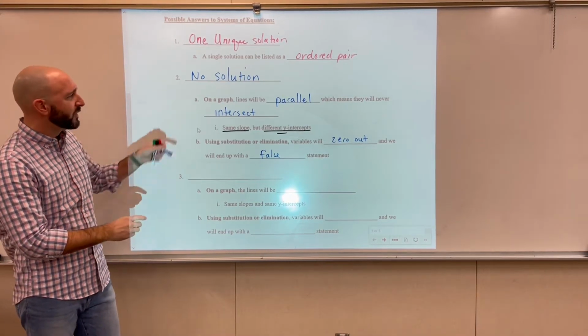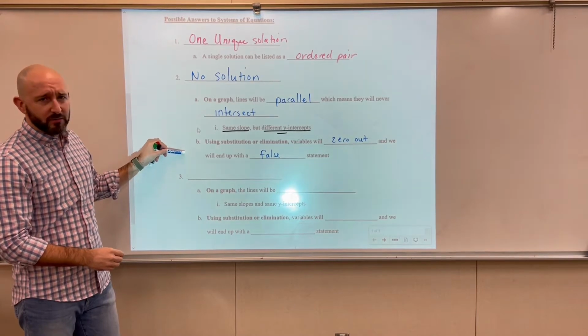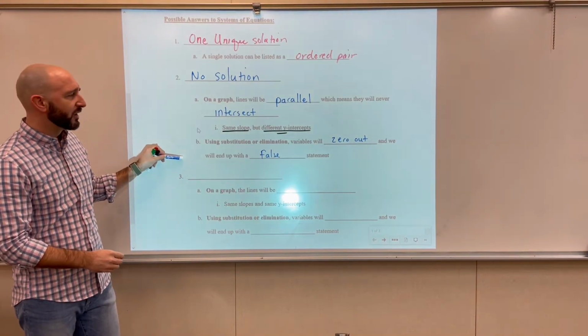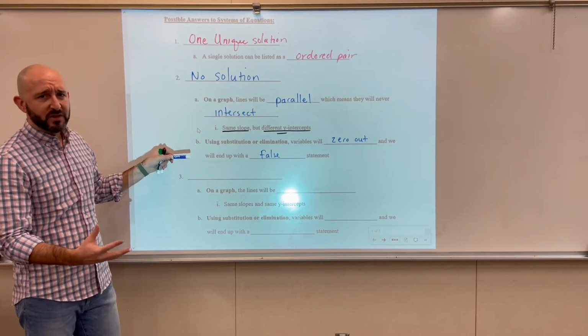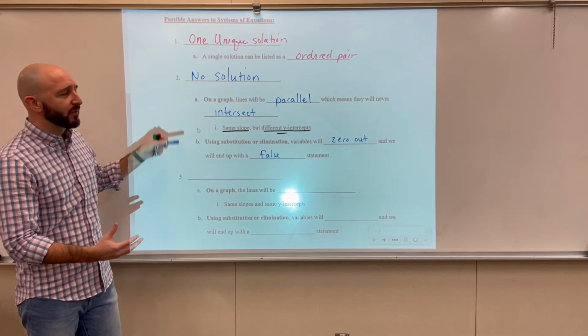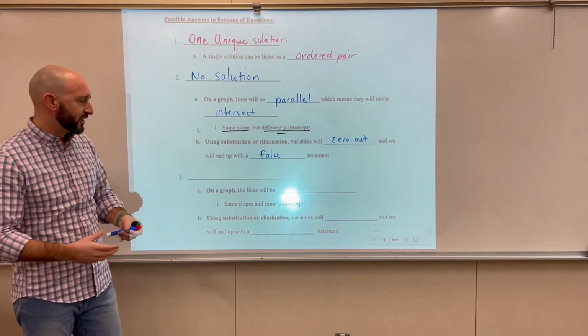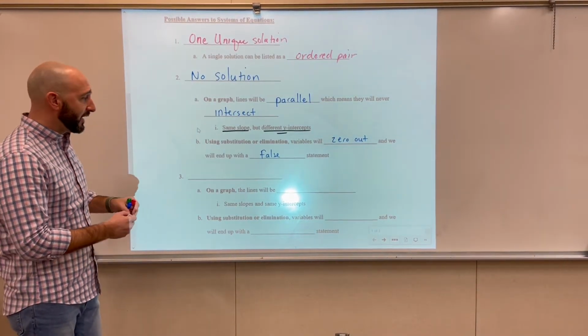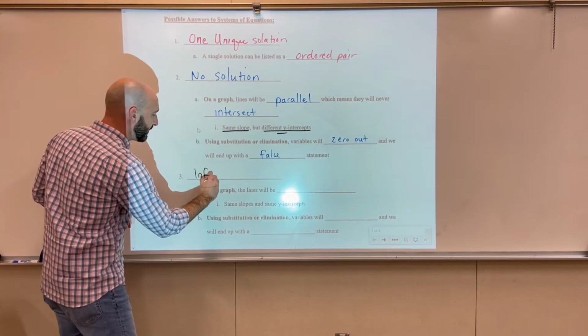So graphically, we've seen a pair of parallel lines, and now what we're going to talk about is, well, what happens if we're solving algebraically and the variables zero out and we're left with a false statement? What is that going to look like? Well, that's going to tell us that there's no solution. And again, we'll go through and do an example of that in just a couple minutes. And then finally, as we mentioned above, we could have an infinite number of solutions.